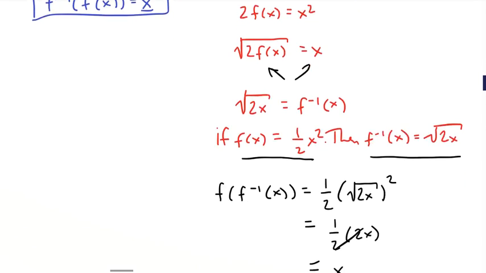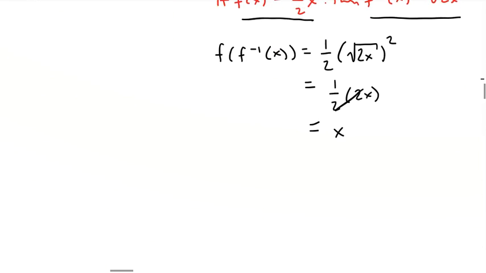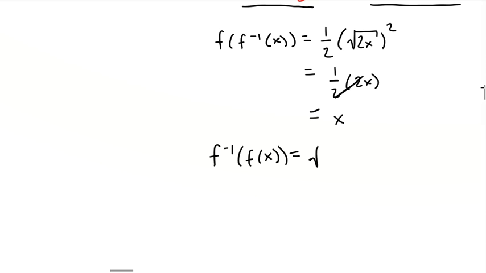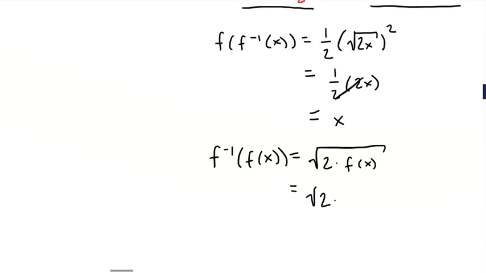Now the second part, f inverse of f, should also come out to x. So let's go ahead and compose those functions. So f inverse of f of x. Our function f inverse is the square root of 2x, but instead of x, we're going to write f of x inside there. So we're going to have the square root of 2 times f of x, which is the square root of 2 times 1/2 x squared.